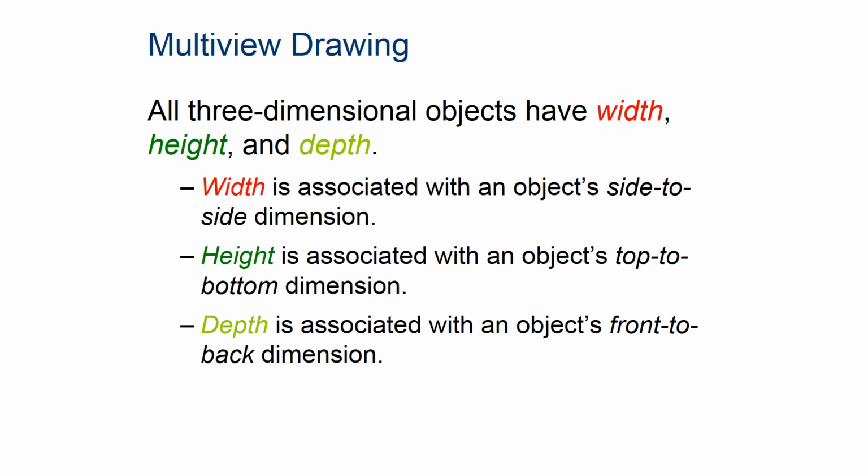So all three-dimensional objects have a width, height, and depth. Width is associated with an object's side-to-side dimension. Height is associated with an object's top-to-bottom dimension. And depth is associated with an object's front-to-back dimension. Very logical, very much common sense. If you need to write this down, do so you don't forget it. But if you can remember it, don't worry about it. Go ahead and skip it.